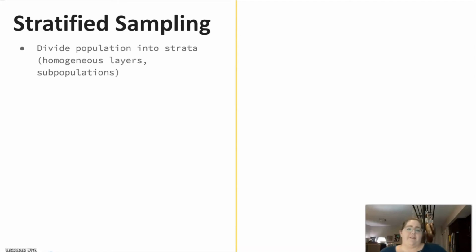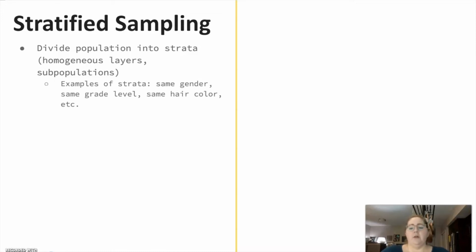So the way we do stratified sample is to divide our population into strata, which would be homogeneous layers or subpopulations, things like genders: male, female, non-binary, other, etc. Or it may be at a high school, if we're talking about high school students, the strata might be grade level: 9th, 10th, 11th, 12th. If we're talking about animals, I may divide it into types of animals: dogs, cats, birds, hamsters, etc. So I'm dividing them into groups based on some similar characteristic.